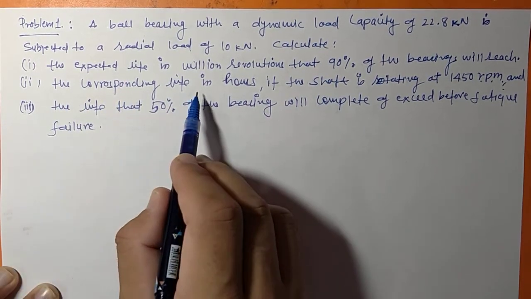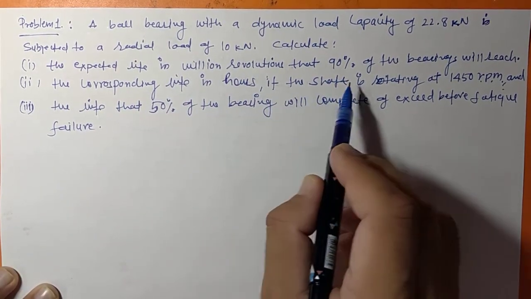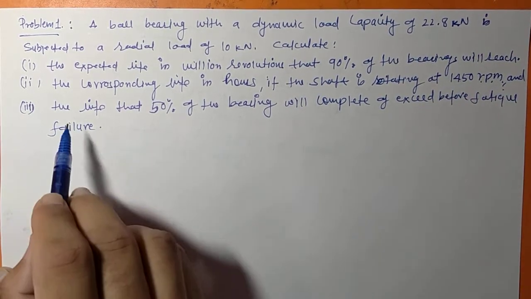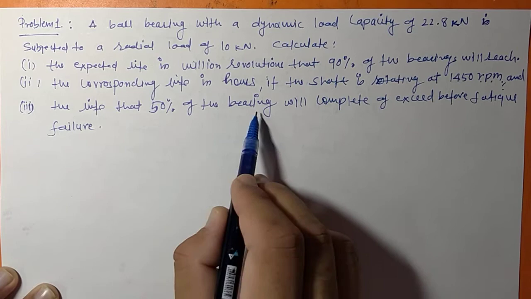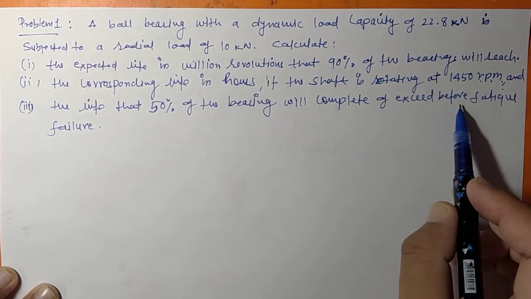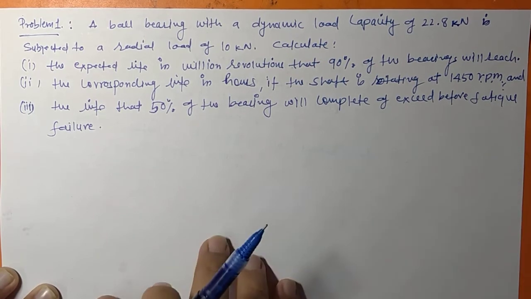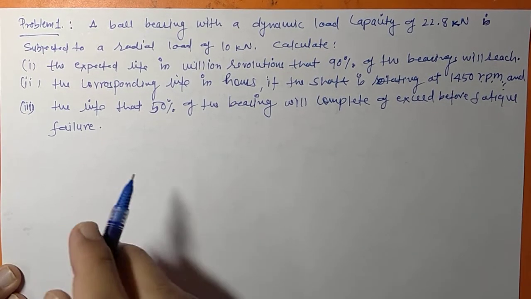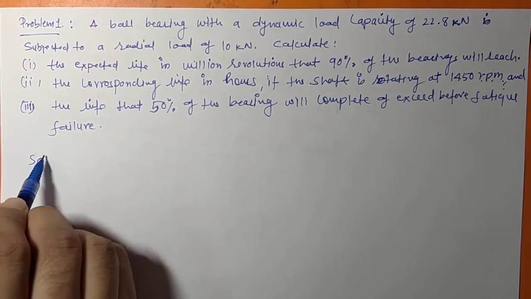The corresponding life in hours if the shaft is rotating at 1450 rpm, and the life that 50% of the bearings will complete or exceed before the fatigue failure. So we'll start the solution.